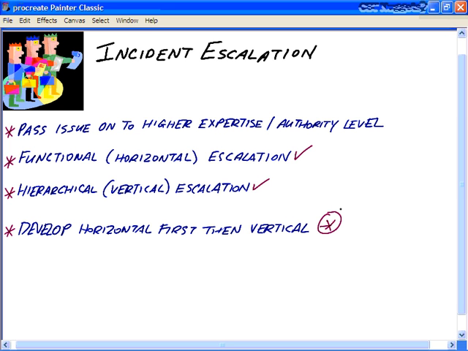So before you get into developing the second, third, and end tier solution, you want to make sure that the first tier and second tier solution, if they are functional and horizontal, is fully developed first.